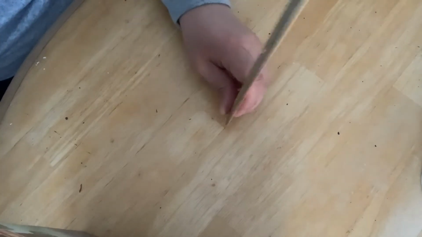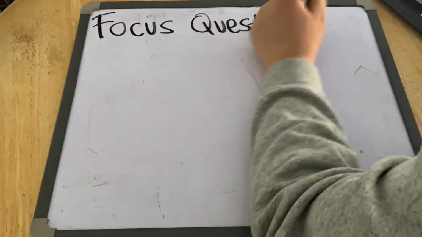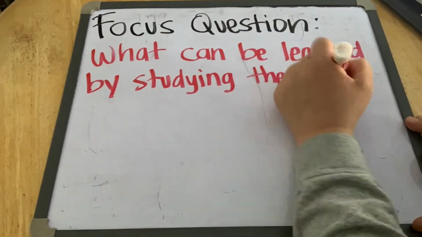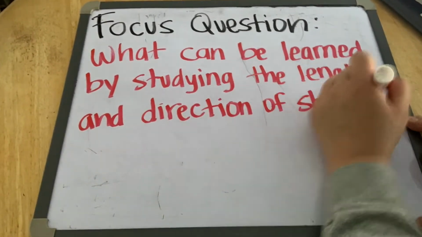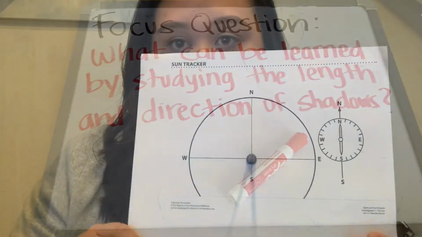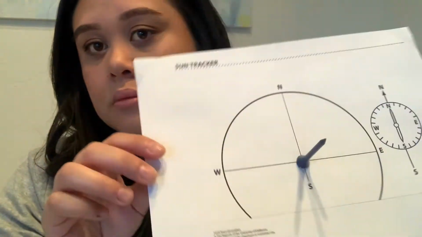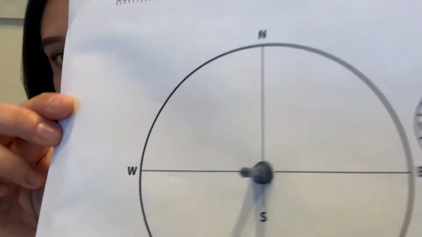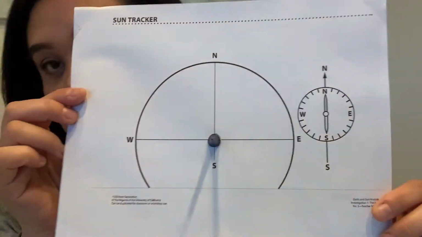Alright, let's go ahead and take a look at our focus question today. What can be learned by studying the length and direction of shadows? In order to test this out, we are going to use something that is called a sun tracker. Before we get to use our sun tracker, let's go ahead and talk about something that's called a compass.